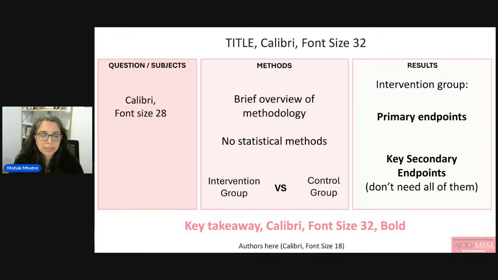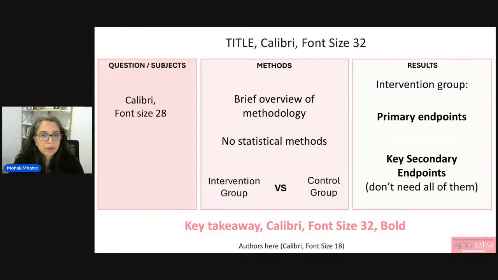So again, minimizing the words you have on your screen. You're going to have the primary endpoints. I would only include very key secondary endpoints. You don't need to include all of them. And then in bold at the bottom, in a large font, I would include the main conclusion and main takeaway that you want your reader to see very, very quickly.